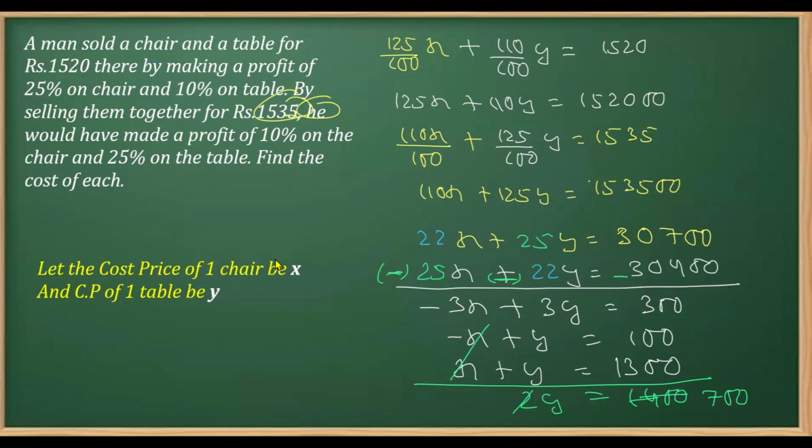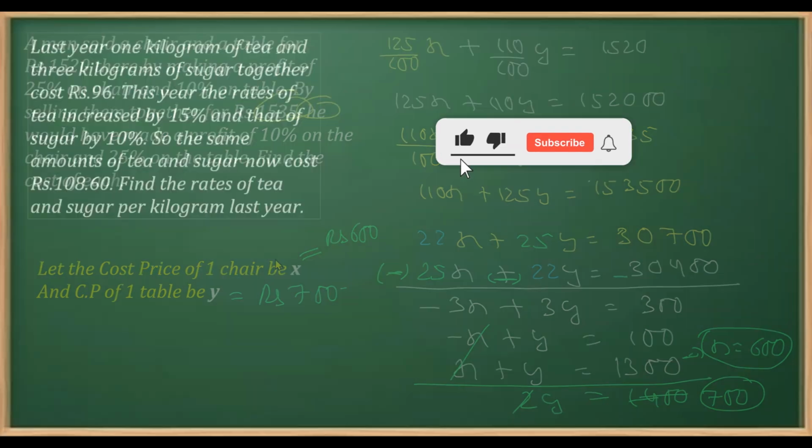If I replace y in any of these equations with 700, x will come as 1300 minus 700, which is 600. So from here we get x as 600. As you know, x plus y is 1300, so this is what we had to get. The cost of the chair, which I have taken as x, is rupees 600, and the CP of the table comes out to be rupees 700. That's how we will do this question. Let's move to the next one.